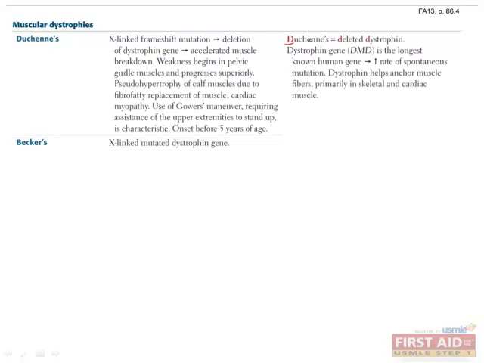Duchenne's is the more serious of the two. It often has an onset of less than 5 years of age, and is caused by a frameshift mutation which results in a completely non-functional protein. Without dystrophin, there is muscle breakdown which causes weakness, which begins and is strongest in the pelvic girdle muscles and progresses superiorly. These patients also get pseudohypertrophy of calf muscles due to the fibrofatty replacement of muscle tissue there, and cardiomyopathy is common as well.